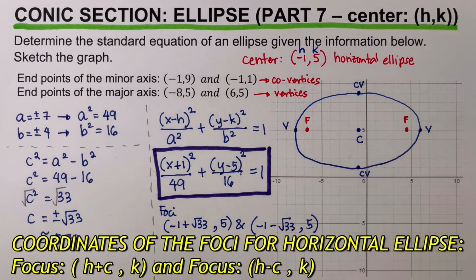These are the coordinates of the two foci. If you notice, we actually have the same h, k value for the coordinates of the foci, negative 1, 5 and negative 1, 5. But we just had to add and subtract the value for c. That's how I got the plus square root of 33, and then minus square root of 33.